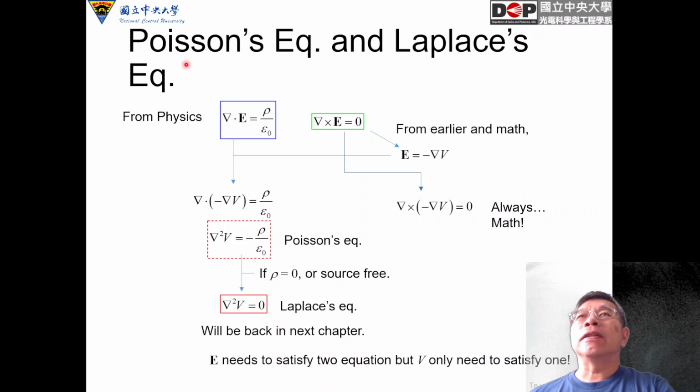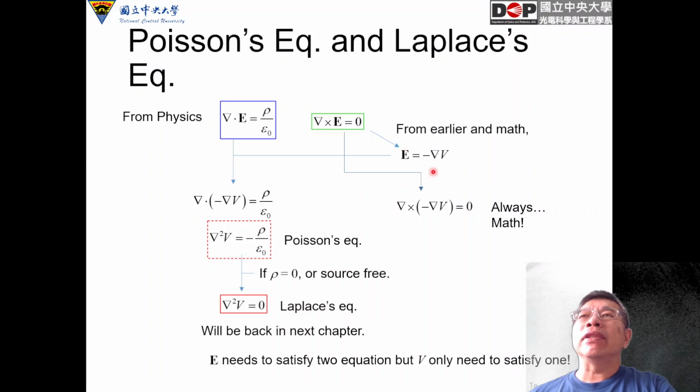So now, from physics we know one thing. This is what we just discussed. The curl of E equals zero, but Gauss's law tells us the divergence of E equals the charge density over epsilon naught. So these are what we have.